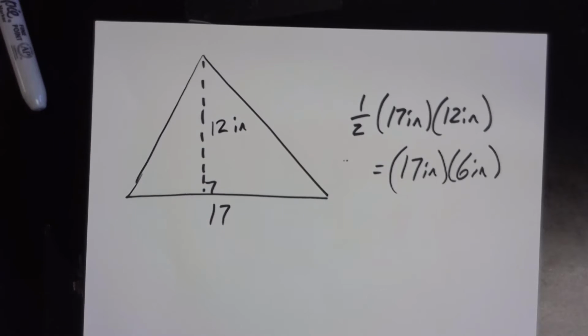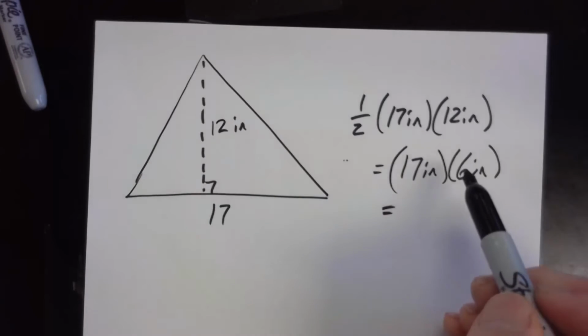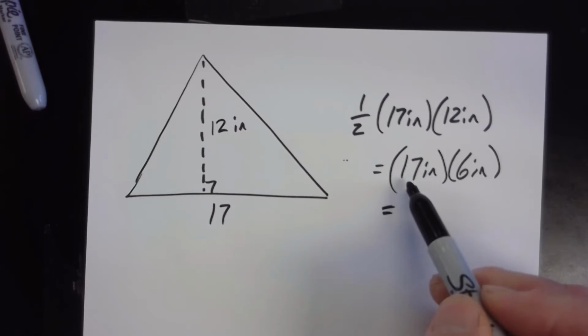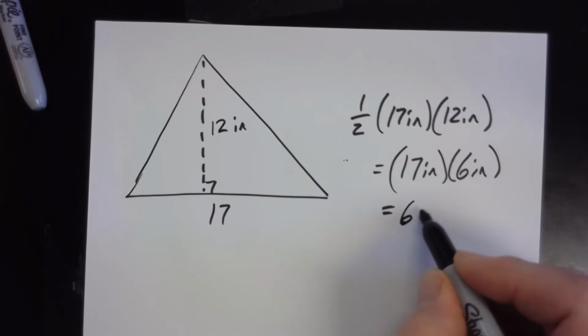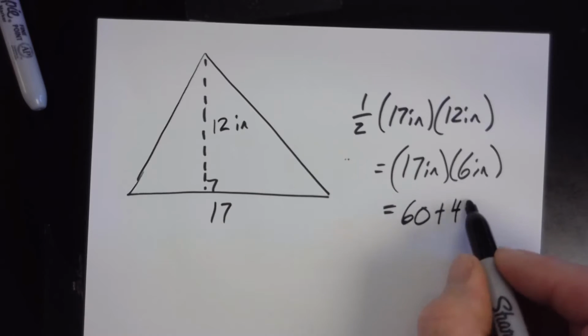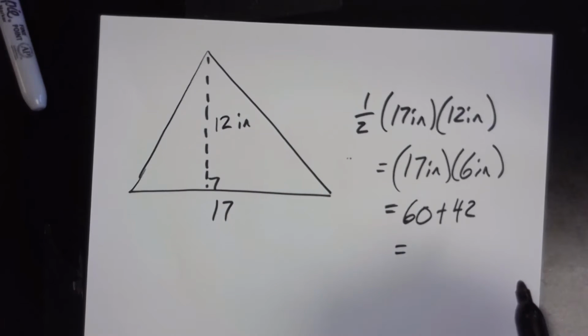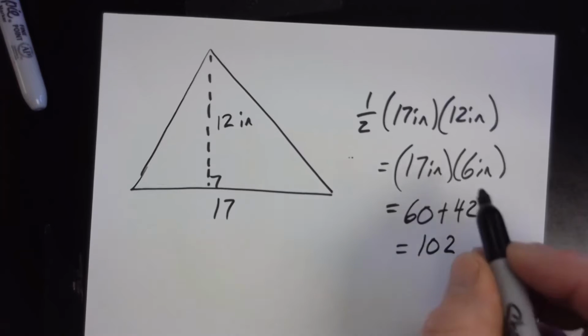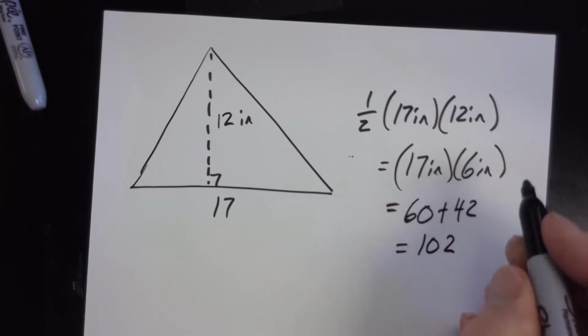We can do it that way. And that might be a little bit quicker, right? Because I think you guys can do this. What's 6 times 10? Isn't that 60? Yeah. And what's 6 times 7? 42. And what's 60 plus 42? 102. And what's inches times inches? Square inches. Okay.